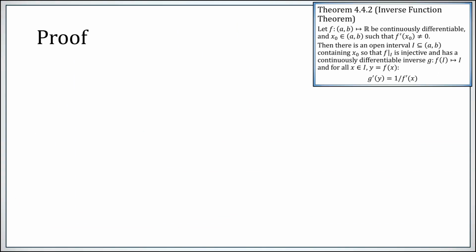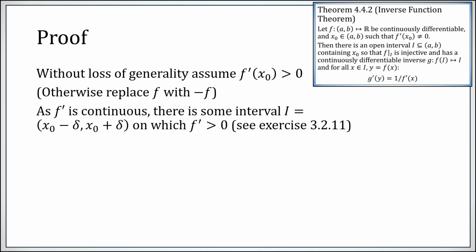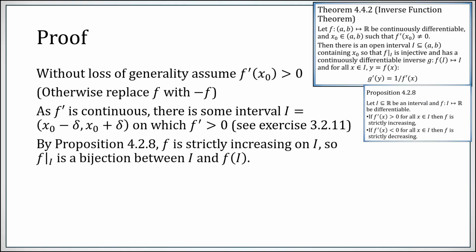Okay, let's prove it. Without loss of generality, let's assume f prime at x naught is positive. We've assumed f prime at x naught isn't zero, so if it happens to be negative, multiply by -1, whatever. Since f prime was continuous by assumption, and at x naught it is positive, again citing exercise 3.2.11, there is in fact an entire interval around x naught where the derivative is positive.